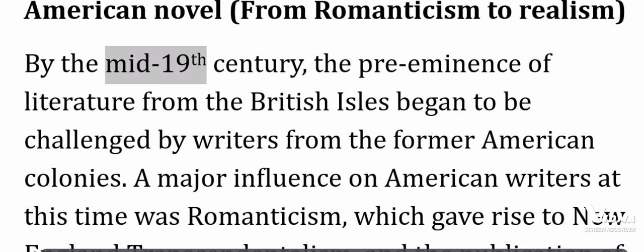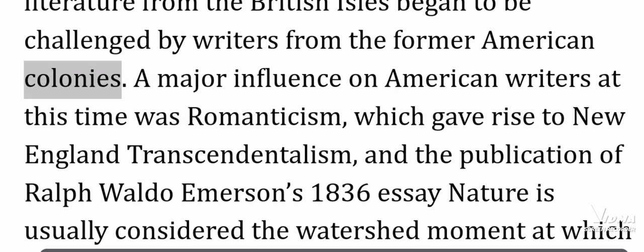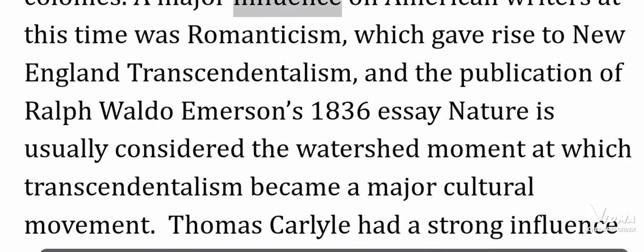By the mid-19th century, the preeminence of literature from the British Isles began to be challenged by writers from the former American colonies. A major influence on American writers at this time was Romanticism, which gave rise to New England Transcendentalism, and the publication of Ralph Waldo Emerson's 1836 essay Nature is usually considered the watershed moment at which Transcendentalism became a major cultural movement.